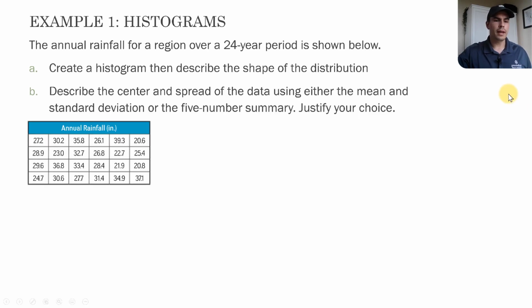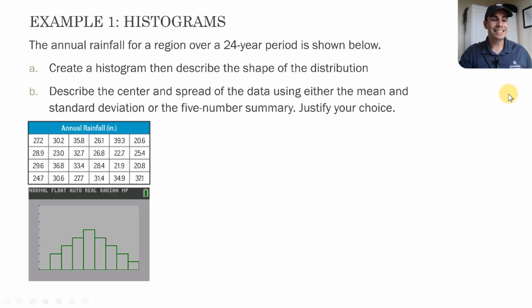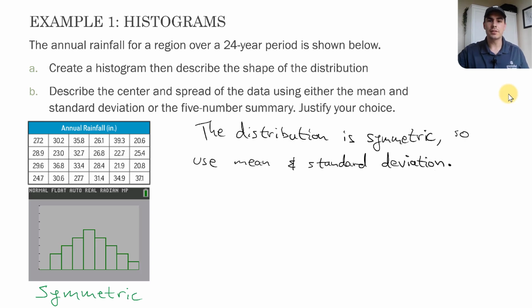All right, so bringing over that histogram, here's what this looks like. And you can see that this has a symmetric distribution. So we would say that this distribution is symmetric. So we're going to use our mean and standard deviations for describing the center and spread. Now we can find that pretty easily on our calculators again.